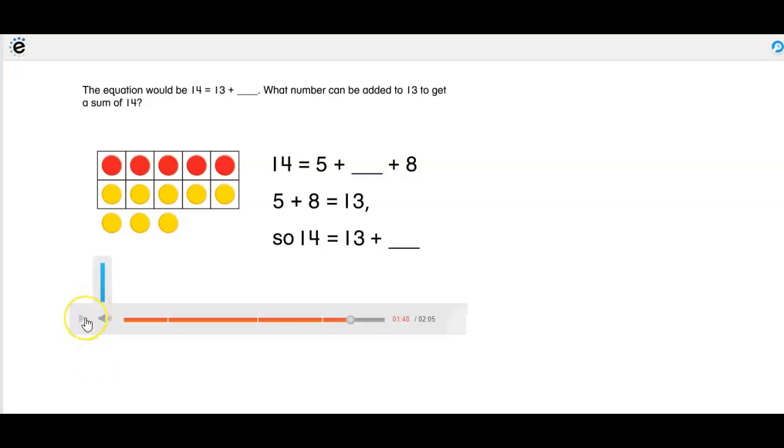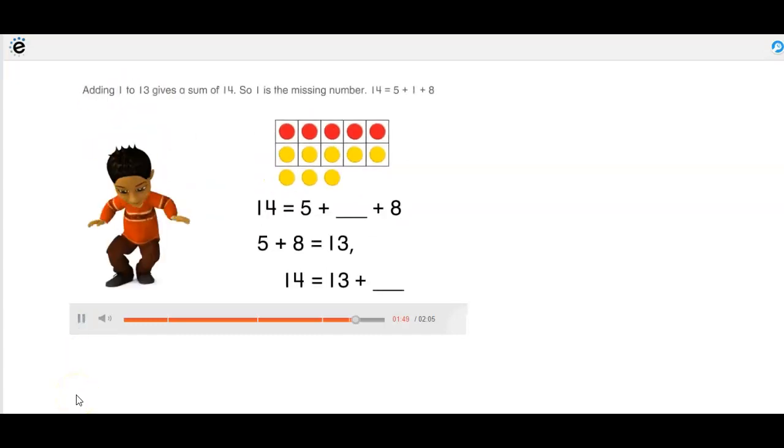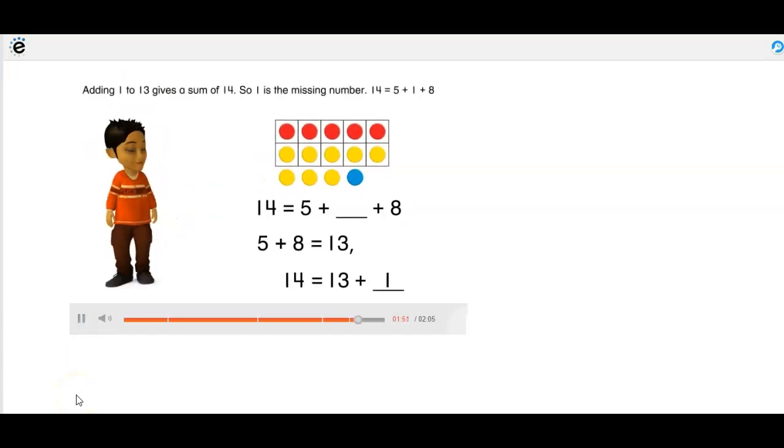13 plus 1 equals 14. Adding 1 to 13 gives a sum of 14. So 1 is the missing number. 14 is equal to 5 plus 1 plus 8.